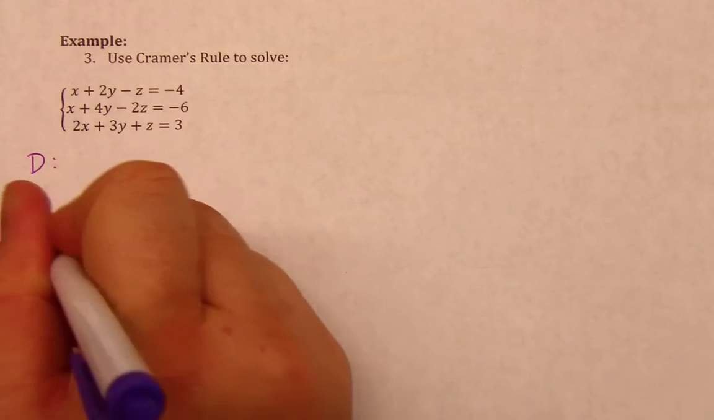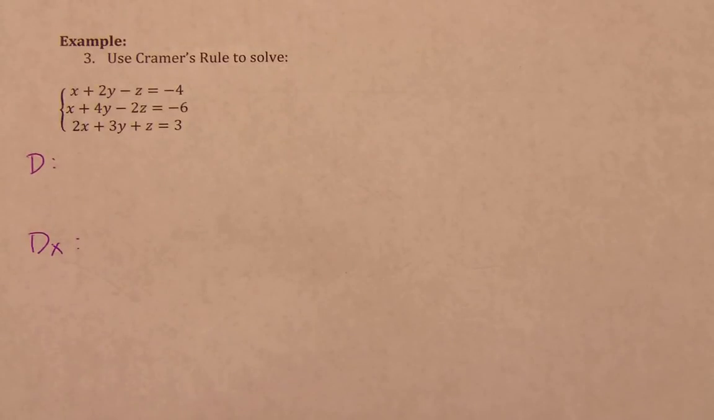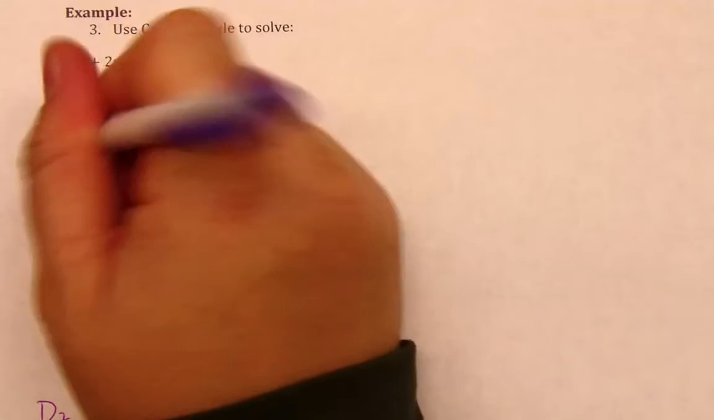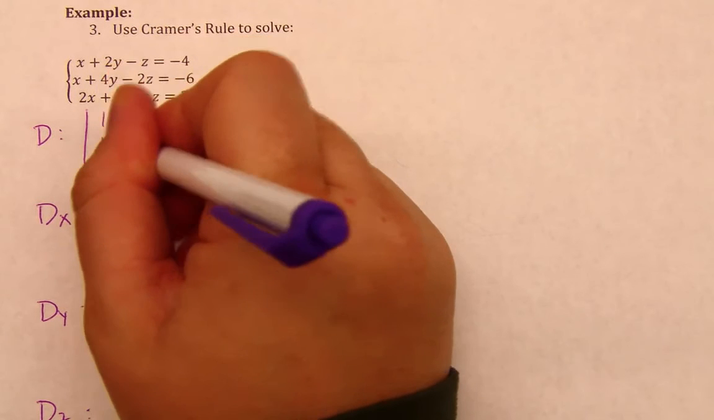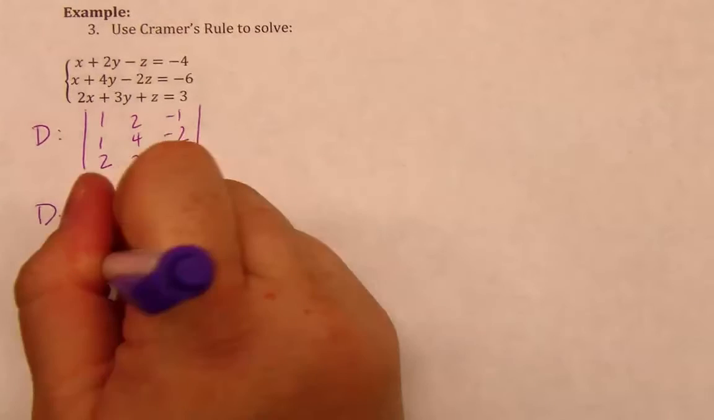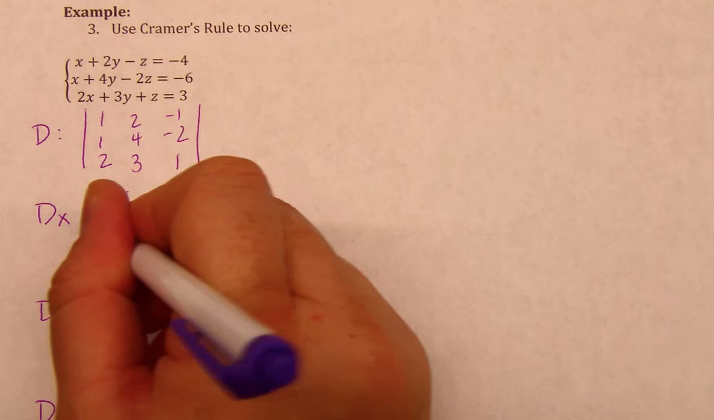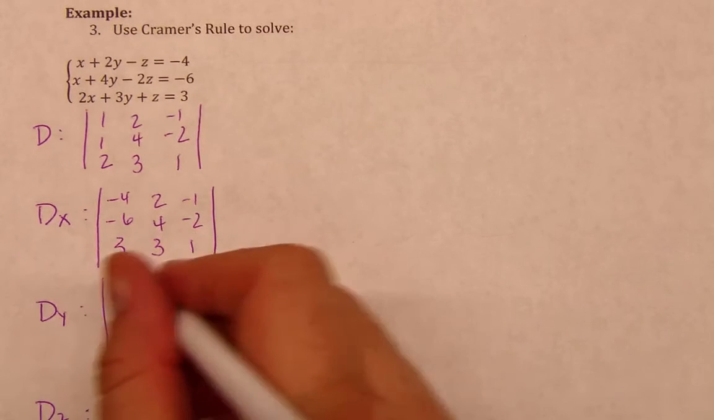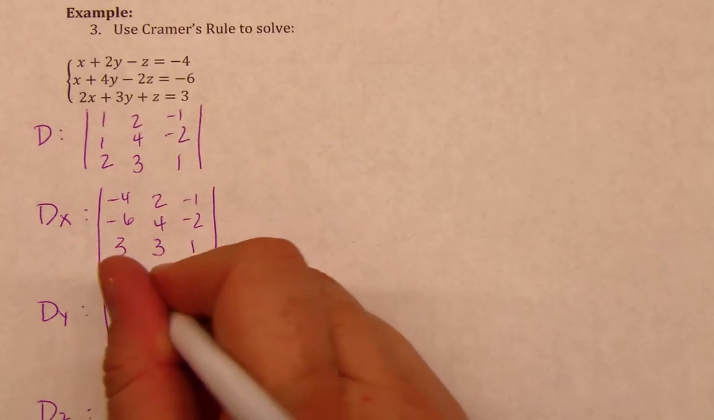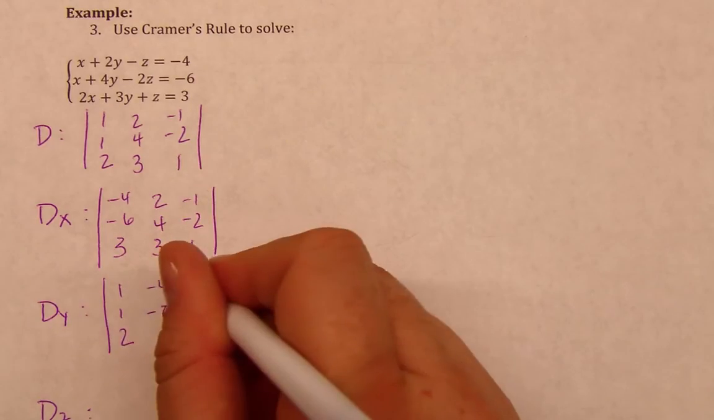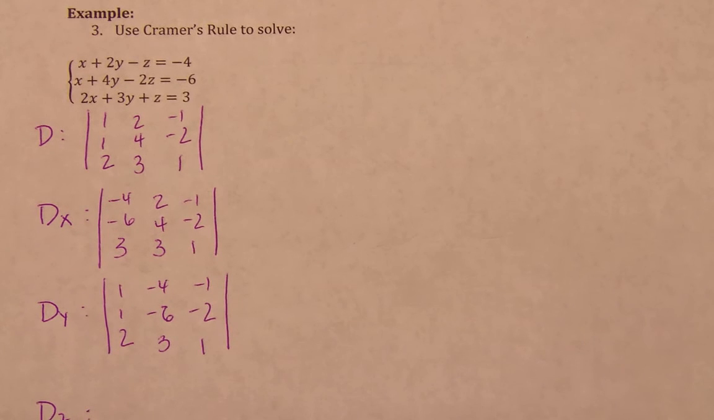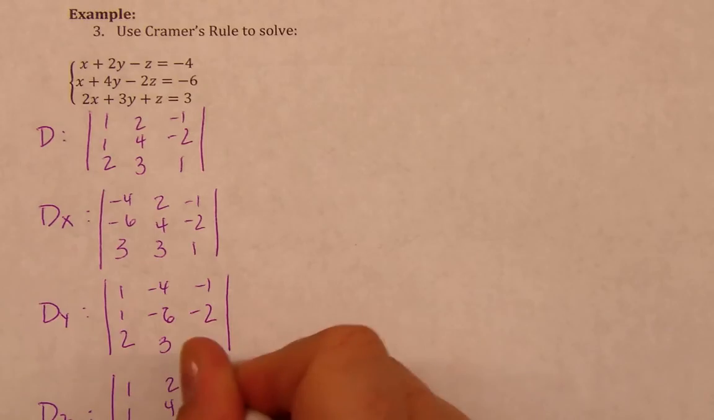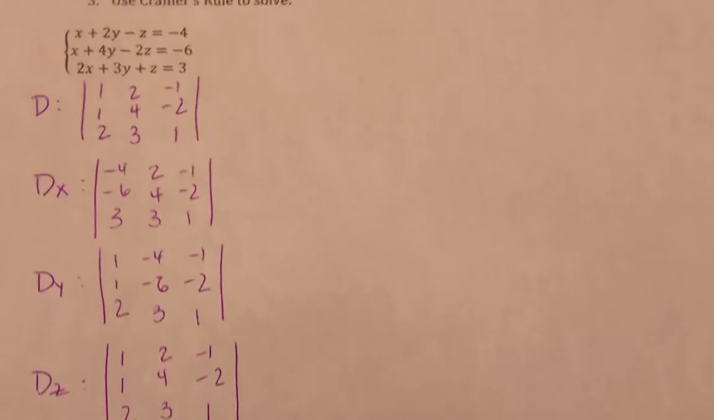So I'm going to go ahead and list out d, dx, dy, and dz. So d is 1, 1, 2, 2, 4, 3, -1, -2, 1. dx, again, we're replacing the x coefficients with these, -4, -6, 3, and the rest stay the same, 2, 4, 3, -1, -2, 1. dy is going to be 1, 1, 2, and then -4, -6, and 3, and then -1, -2, 1. And then for dz, we have 1, 1, 2, 2, 4, 3, -1, -2, 1. And now we can go ahead and solve all of these determinants.